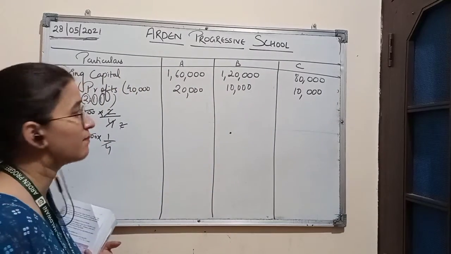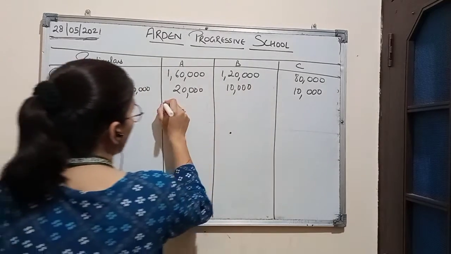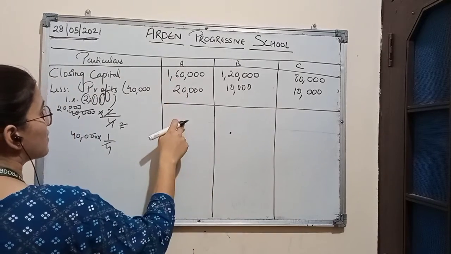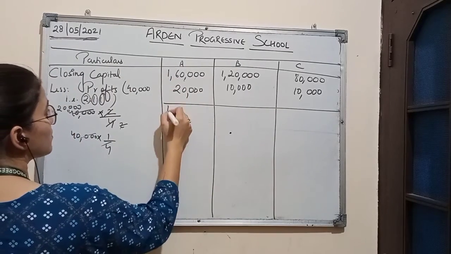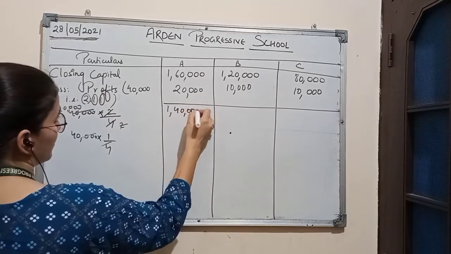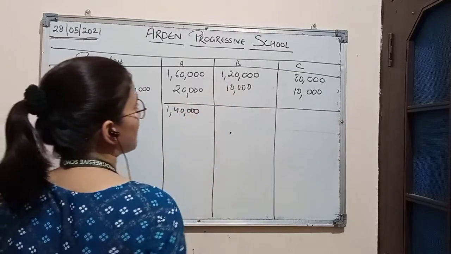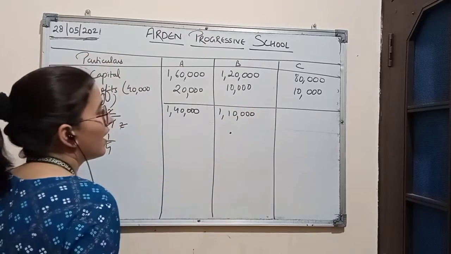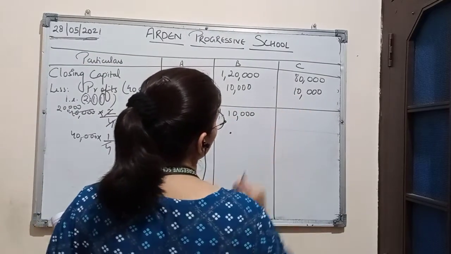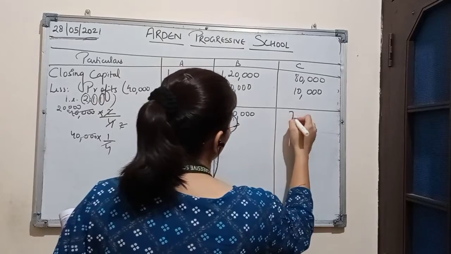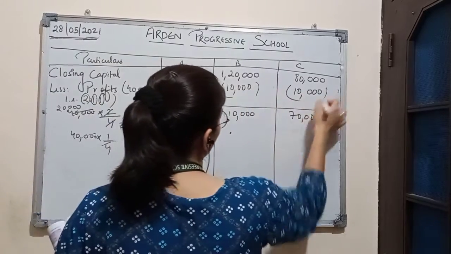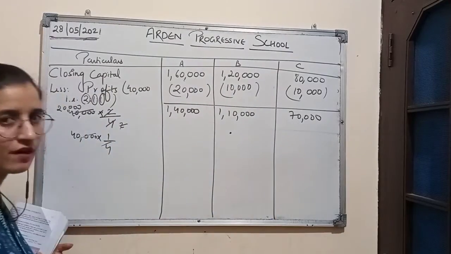So by calculating this, we will get the amount: 1,60,000 minus 20,000 is 1,40,000. 1,20,000 minus 10,000 will be 1,10,000. And 80,000 minus 10,000 is 70,000. This will be shown in brackets as it is a negative value.